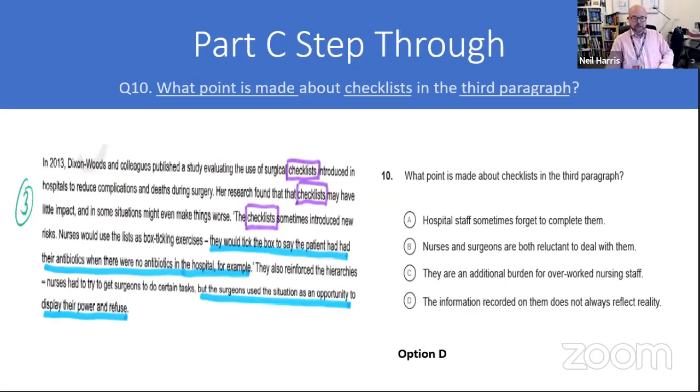Jency is asking, where can I get more reading practice tests? I've answered this one already, Jency, but it is a really helpful question, so thank you for sharing it with us.